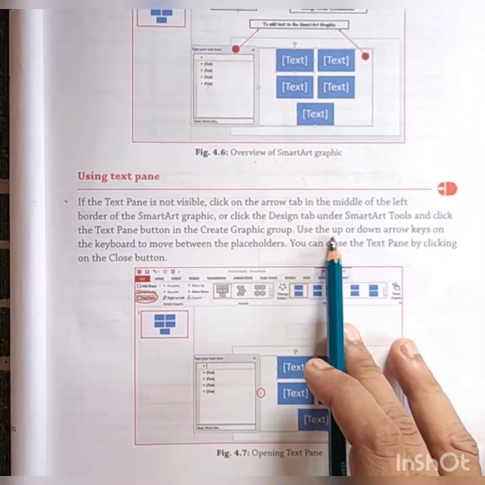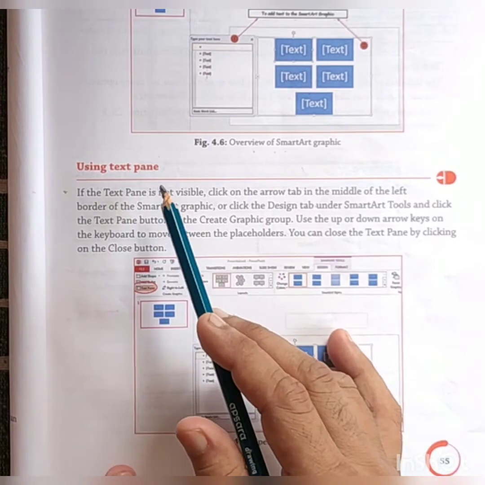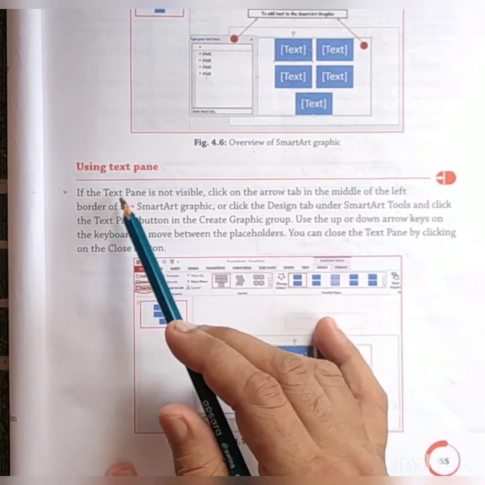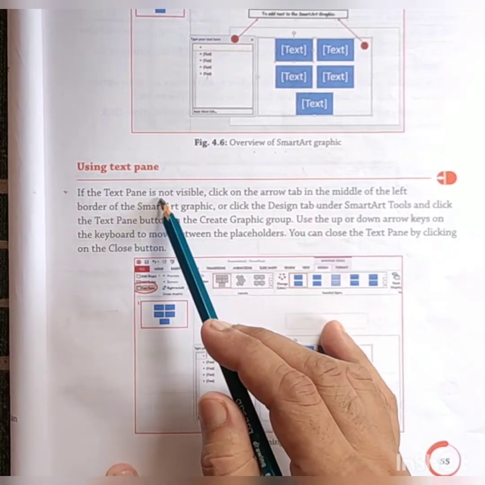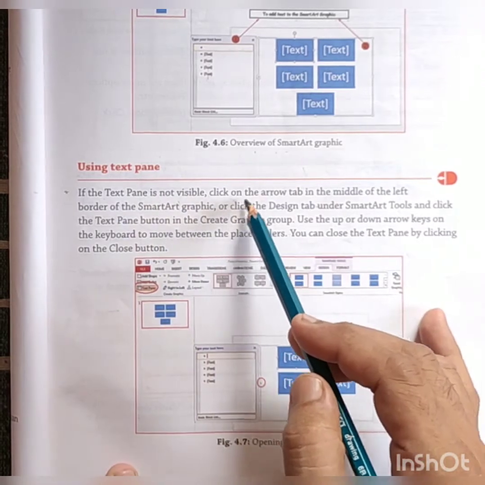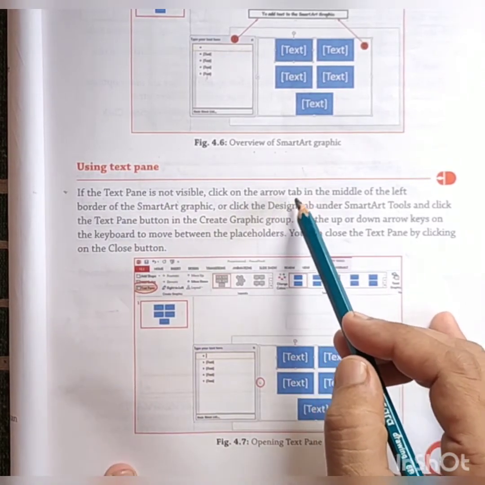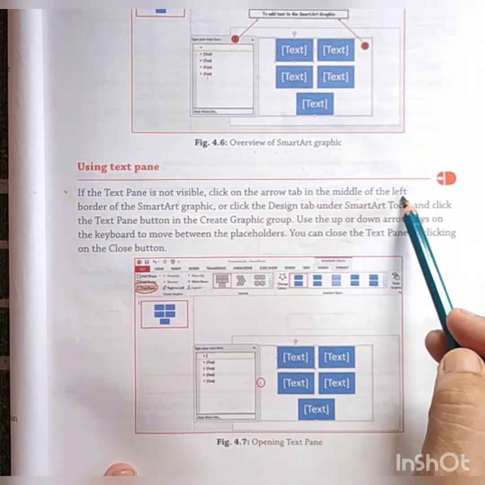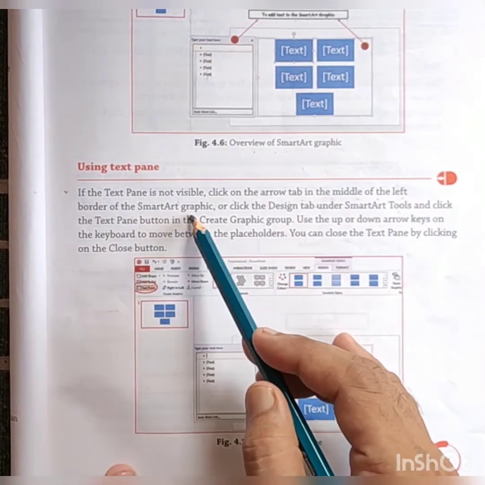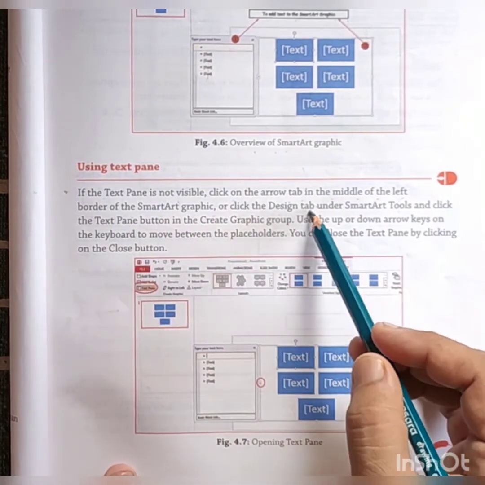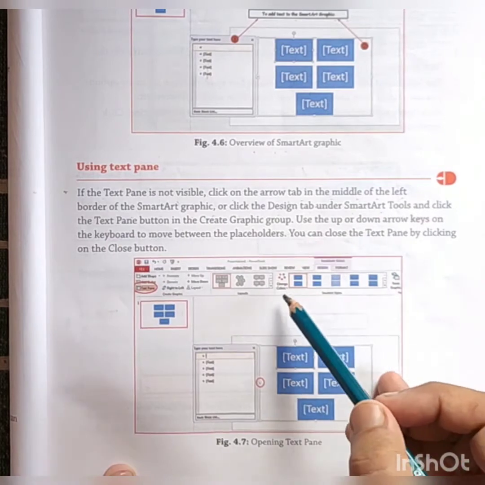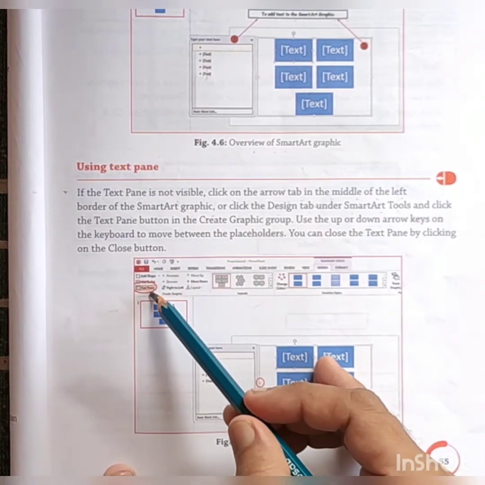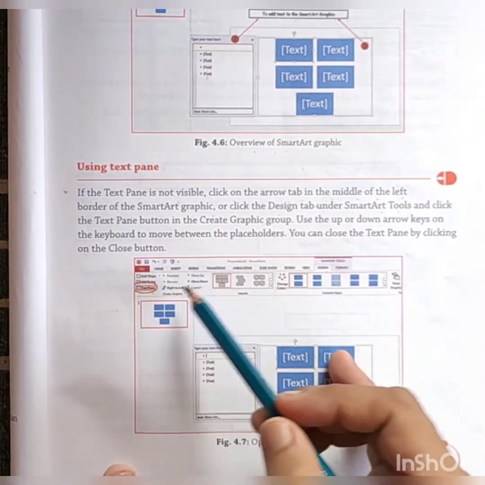Now there is another option using the text pane. If the text pane is not available, click on the arrow tab in the middle of the left border of the SmartArt graphic, or click on the Design tab under SmartArt tools. So the Design tab, you are getting here also. There is a text pane.